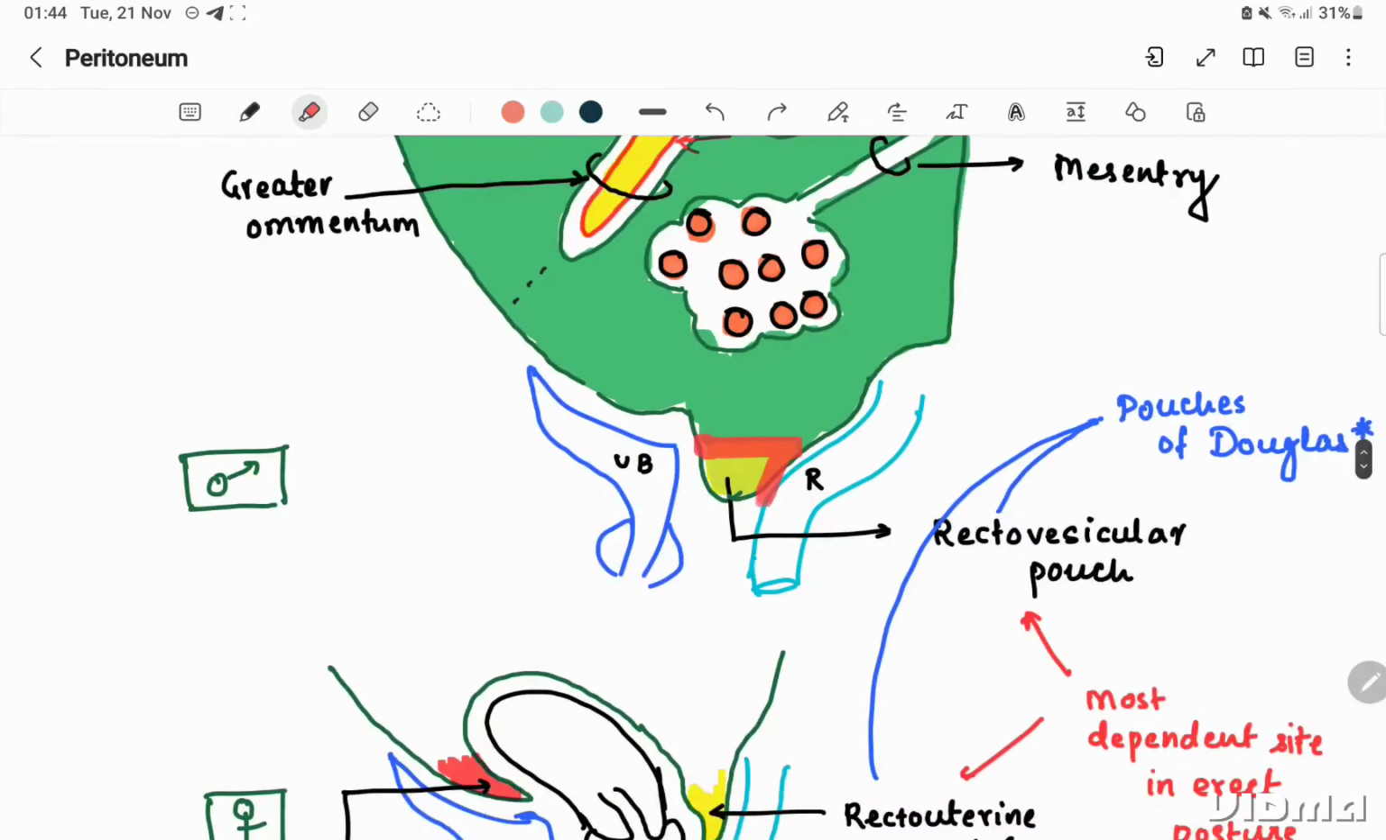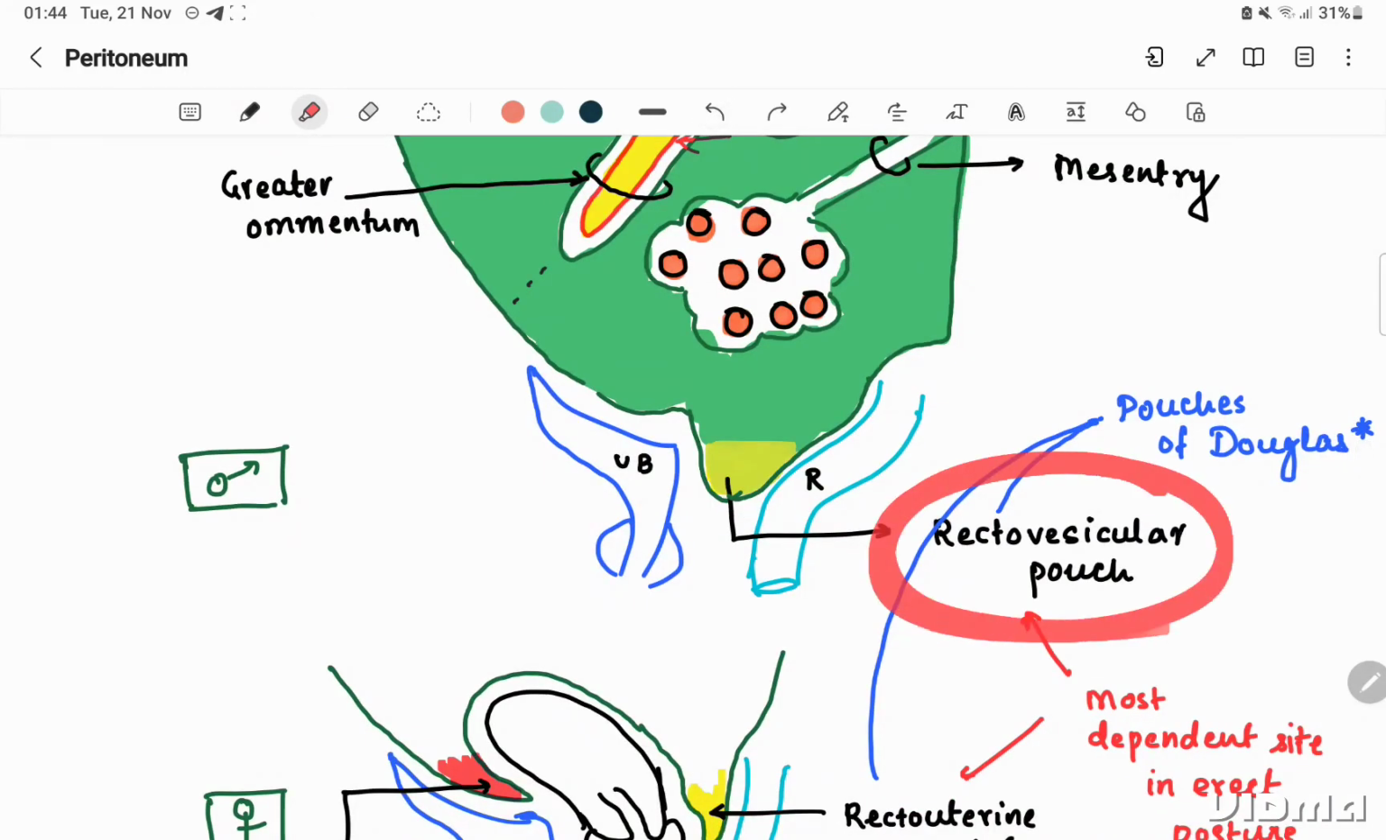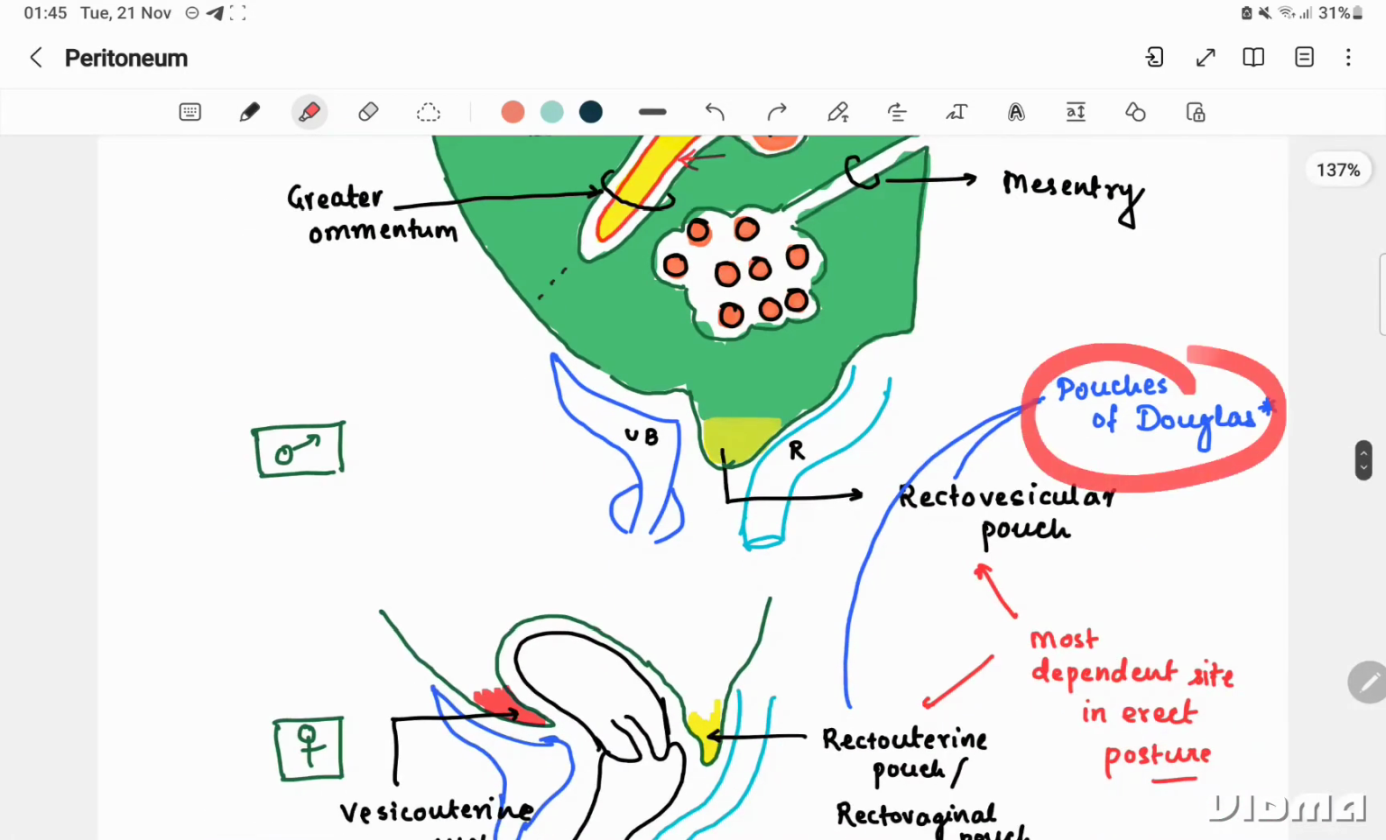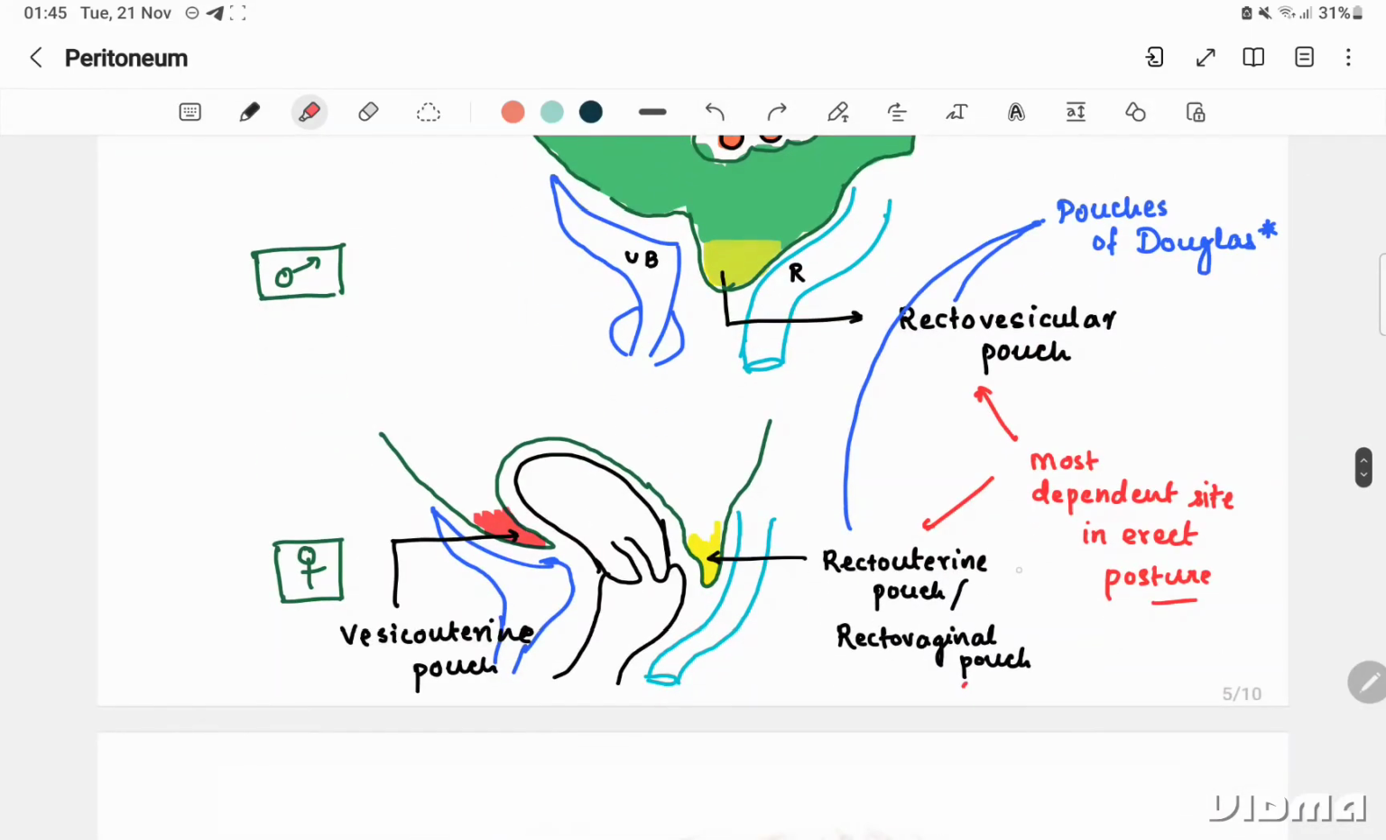Understood? And there is a pouch formed. It is called the rectovesicular pouch or the pouch of Douglas, in males. In females we have the rectouterine pouch or the rectovaginal pouch. So rectovesicular pouch in males and rectouterine pouch or rectovaginal pouch in females.